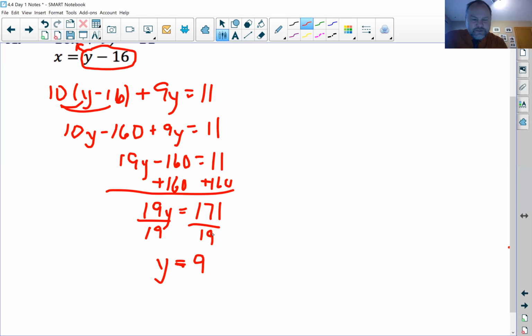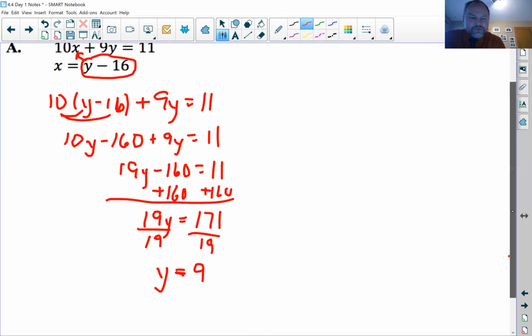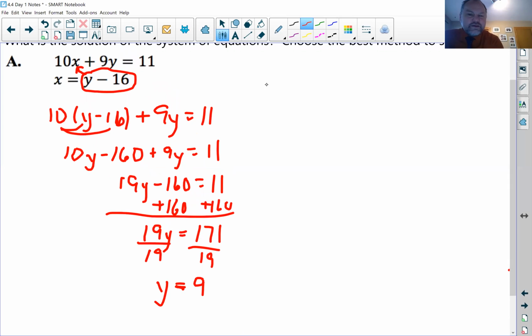The only number that if I multiply by a number ending in 9, that'll give me an answer of 1 is 9. So y equals 9. Then check or find the x value. So I get -7 and 9. Easy for me to write.